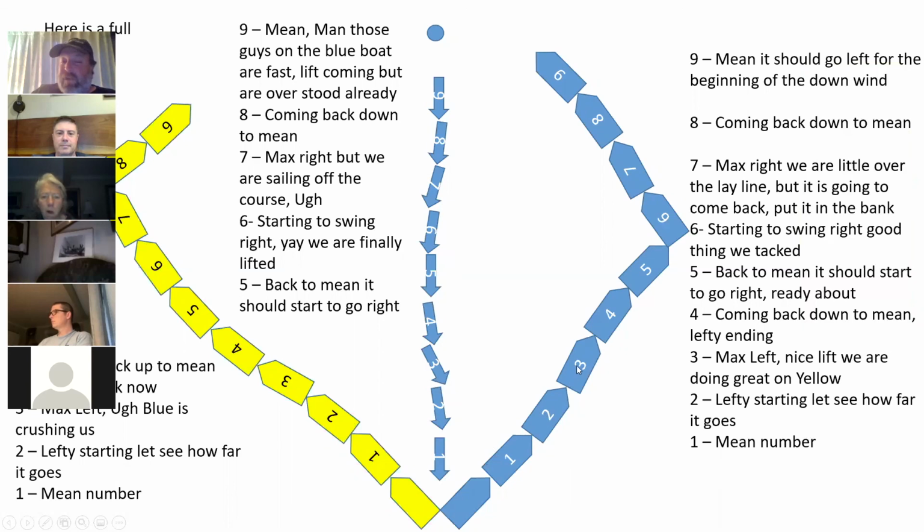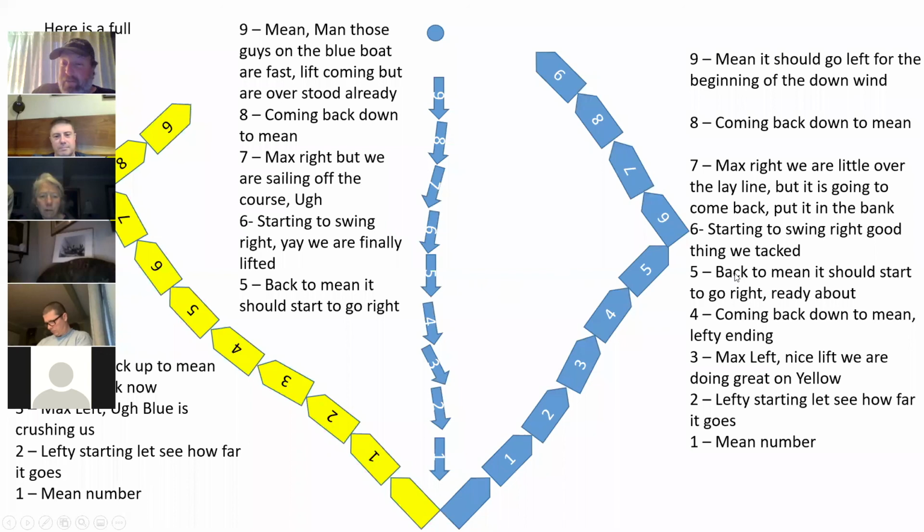Okay, as we get on to this, we'll talk about tracking and what your max is. So as you get to three, this is our max left that we've been seeing in our oscillation. We're getting the max advantage to our oscillation. This is the lowest number we've seen on port tack on our compass. It's going to start to flatten back out. Back to four is your breeze coming back towards the mean. You get back to five is your mean.